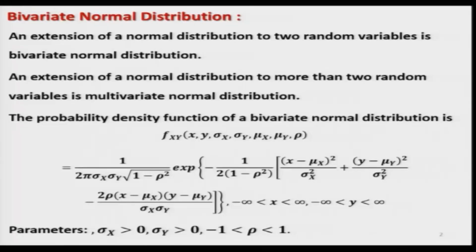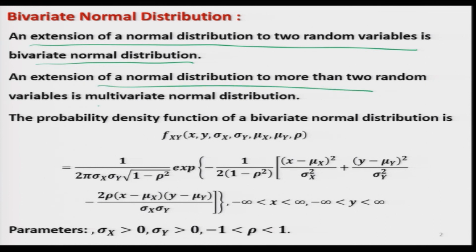Now you can see that we are going to handle the topic of bivariate normal distributions. Obviously, this bivariate normal distribution is simply an extension of the normal distribution that you have studied in detail. And in case you extend it beyond two variables, we can also define the multivariate normal distribution, which is also very well defined.